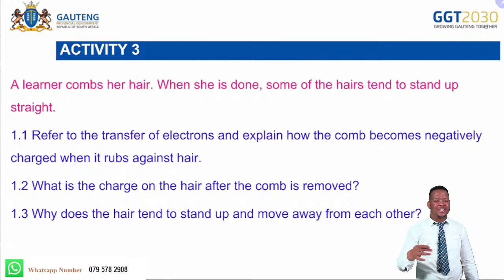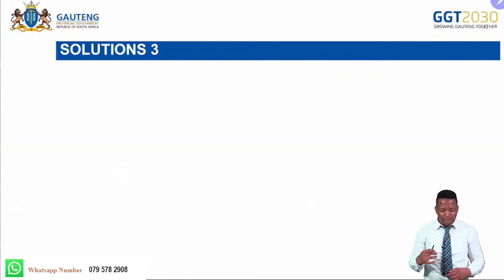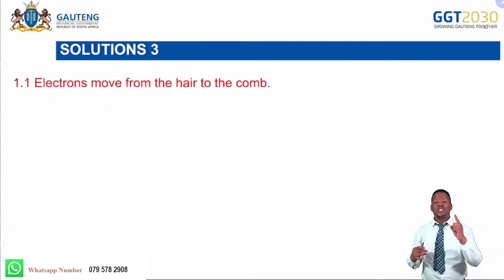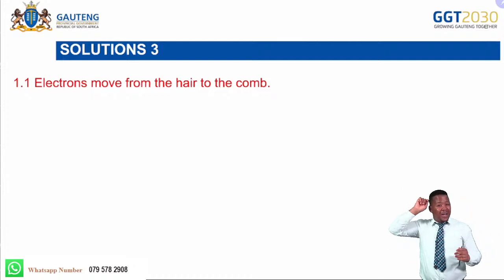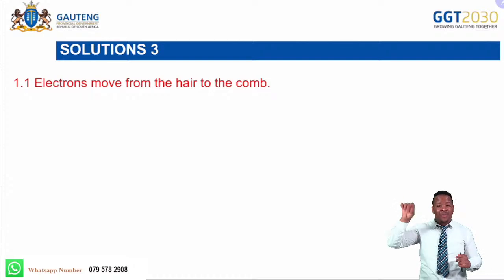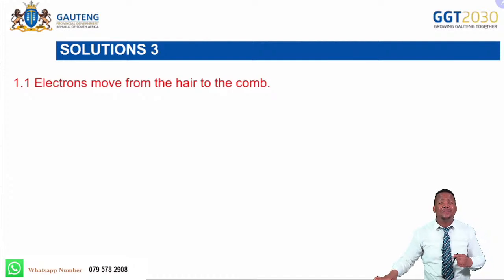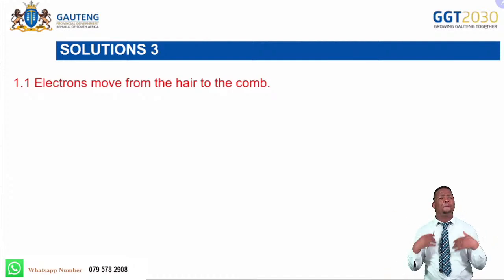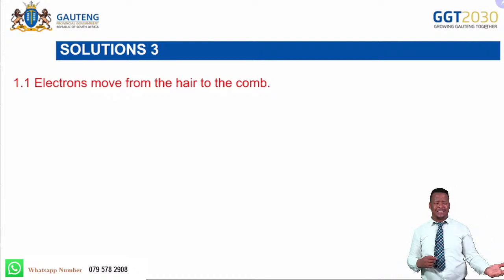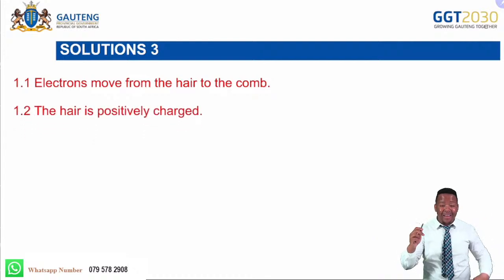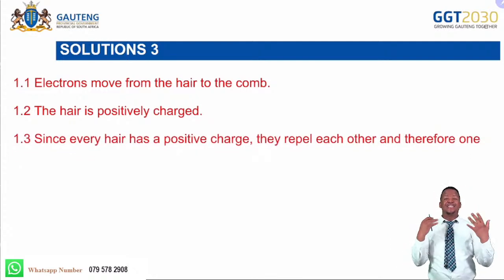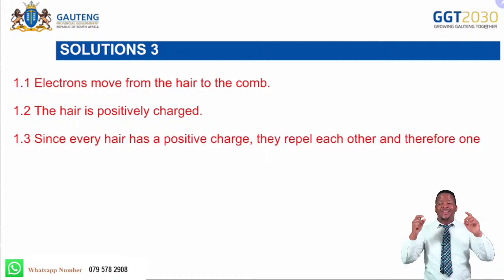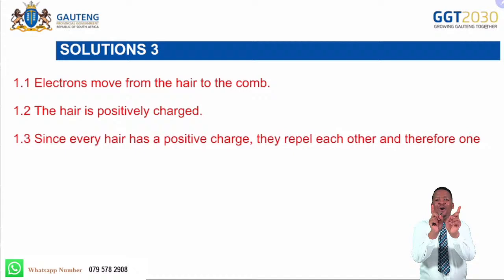All right, so activity 3, let's do it together. For 1.1, electrons move from the hair to the comb. As you're combing your hair, electrons are transferred from the hair into the comb. So now the comb becomes negatively charged, because it has electrons. 1.2, the hair turns upwards because now it's positively charged. And 1.3, since the hair has a positive charge, the hair follicles move away from each other.